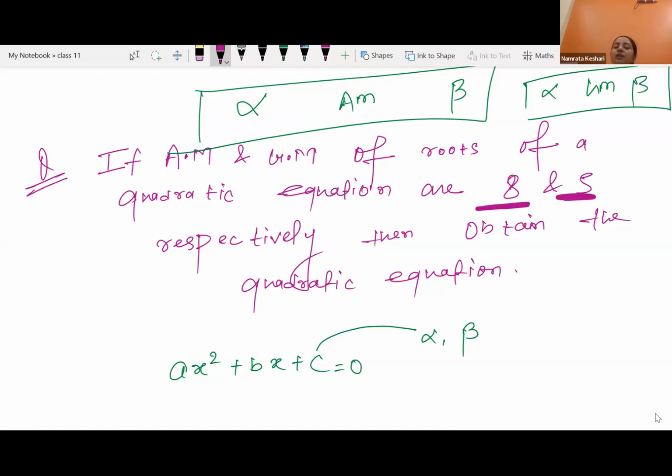Read it: if the arithmetic mean and geometric mean of roots of a quadratic equation, that means the left end number is just a root of the quadratic equation and the right end number is also a root of the quadratic equation. In between them there is the arithmetic mean, that is 8, and the same roots create a GP, and in between them there is the geometric mean, that is 5. Making sense?